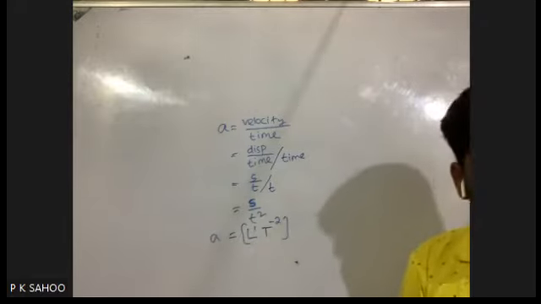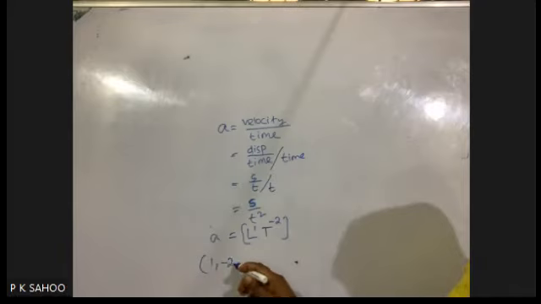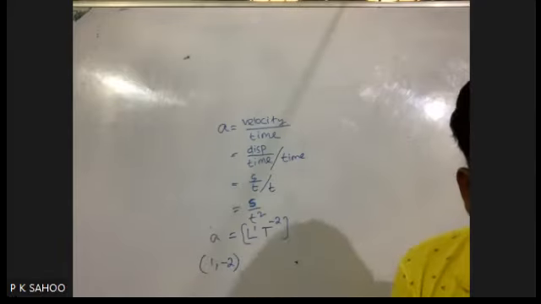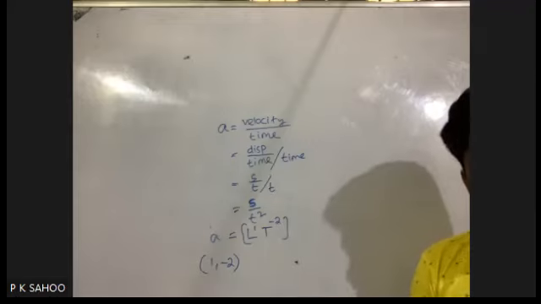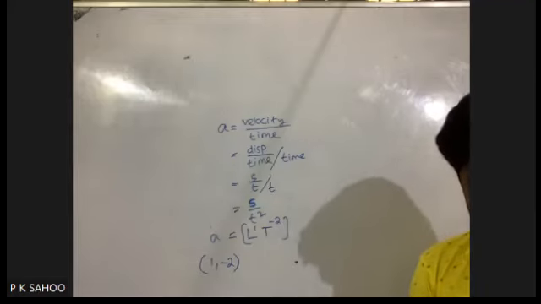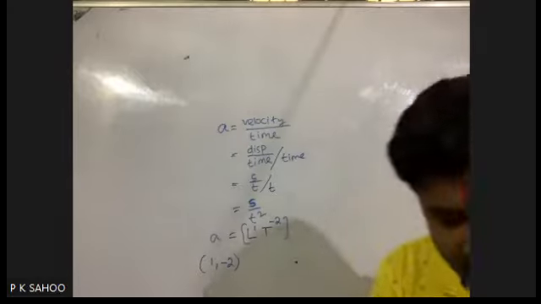Who can tell me the dimension of acceleration? 1 comma minus 2, in length and time respectively. And this is called the dimensional formula.